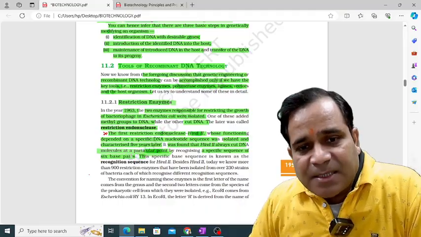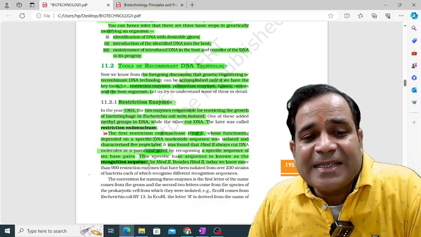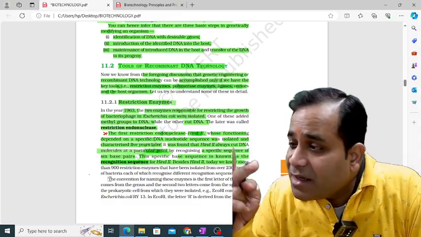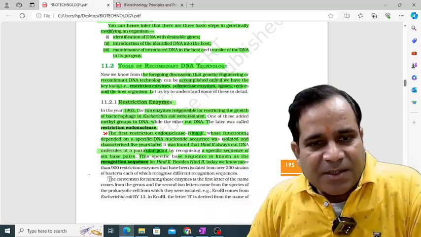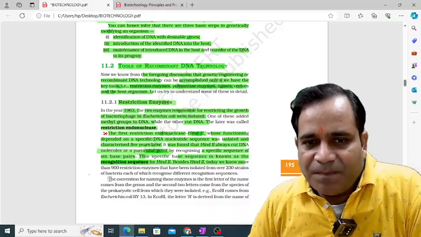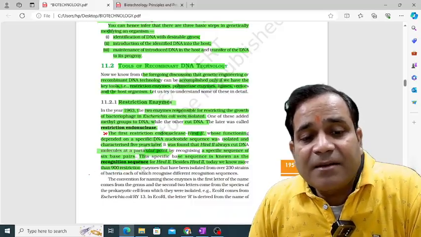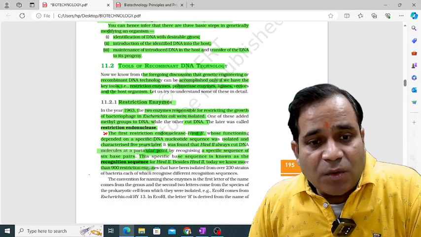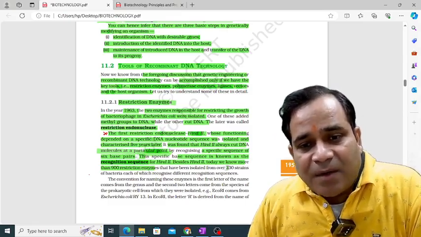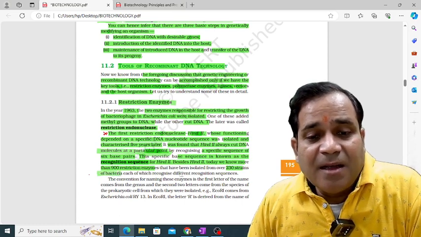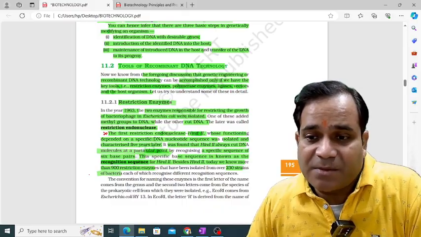So see, this specific base sequence is known as the what? Recognition sequence, my dear. This is where the restriction enzyme cuts, that is the restriction endonuclease Hind II. Besides Hind II, today we know more than 900 restriction enzymes, my dear. Yes, definitely. These 900 plus restriction enzymes have been isolated from 230 strains of bacteria, but in practice we use only a few restriction enzymes here, my dear.